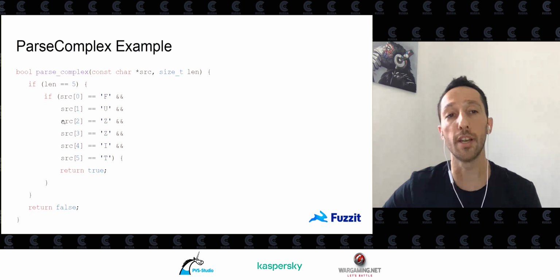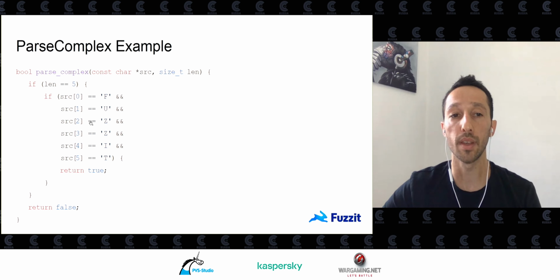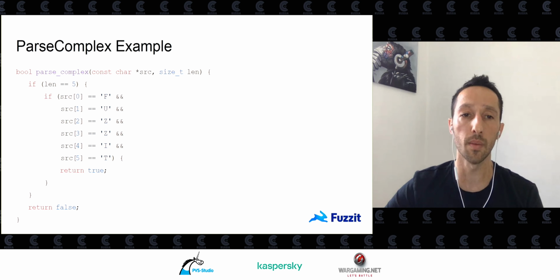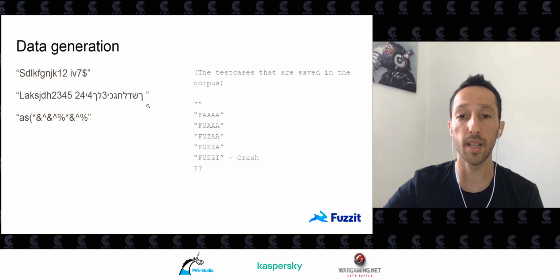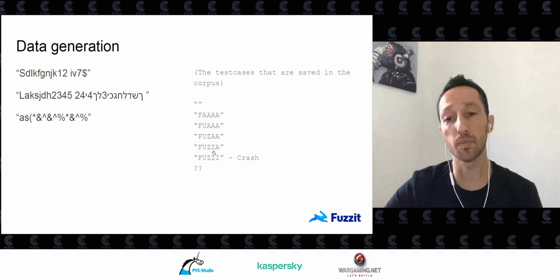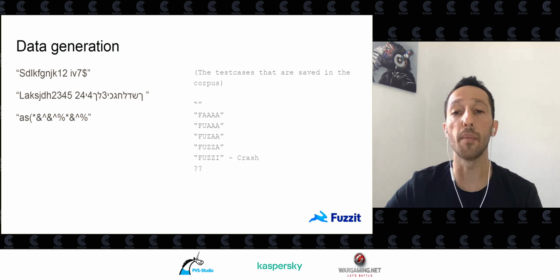So every if here is instrumented. Every condition in this if statement is instrumented, and it gets us to new code coverage. And every time we hit a new correct character, we save it to the test directory, and then we hit the correct sequence of bytes, and we have the memory corruption crash.